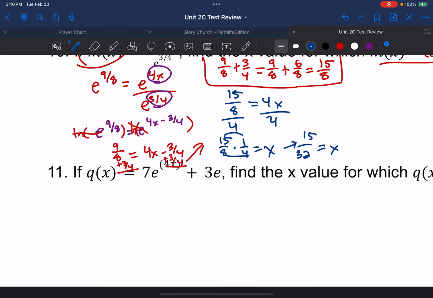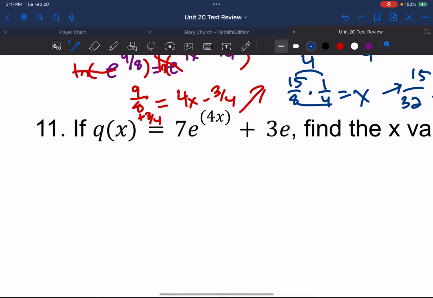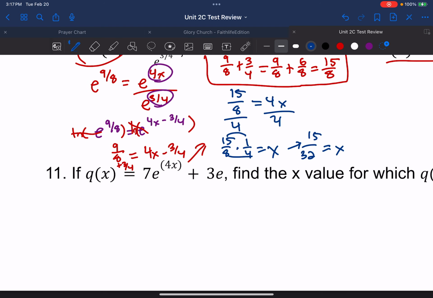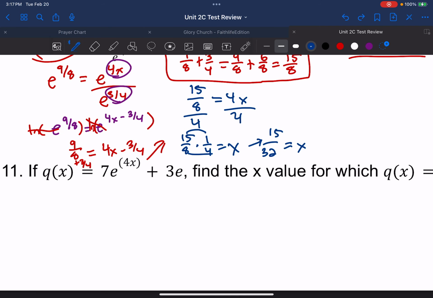Last problem. Let me erase some things here so I can see my problem. So, a similar setup, it gives me what q of x is, and it wants me to replace this for q of x. So I'm going to replace q of x with 17e. But in this case, what's going to happen here is I'm going to minus 3e on both sides.